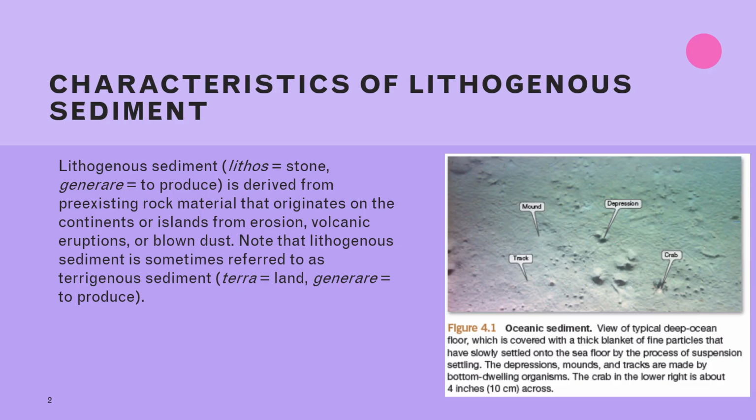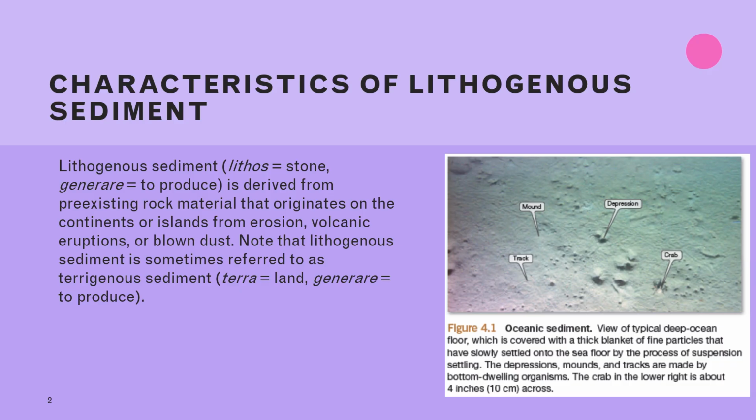Talking about the classification of marine sediments, we have different types of sediments. Number one, we have lithogenous sediments, we have biogenous sediments, we have chemically precipitated sediments which are made from chemical reactions, and then we have some cosmogenic sediments as well in the marine realm.